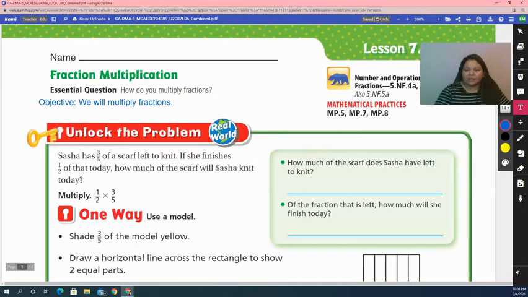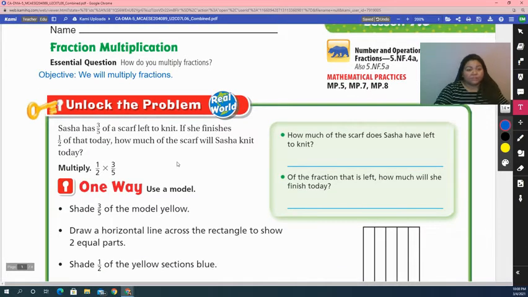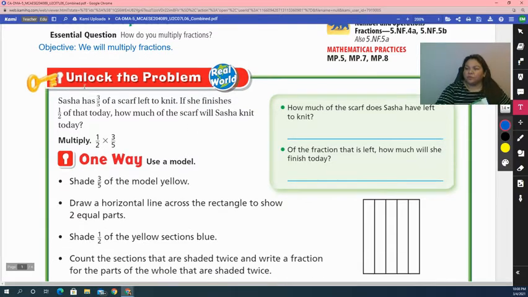We've been doing that since the beginning, but we've been doing it different ways. We have been using the model. Let's go ahead and get started. I will be doing a little bit of that again, but we're going to go a little deeper. We will be doing it with paper, and we'll be using a model as well. Let's get started by going over the unlock the problem.